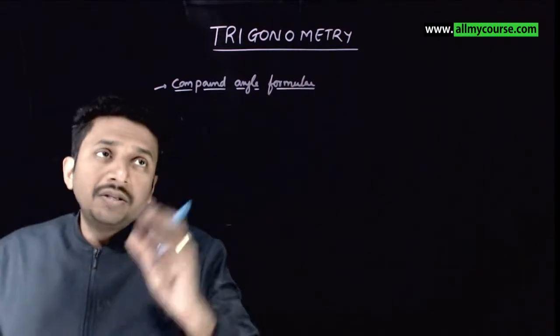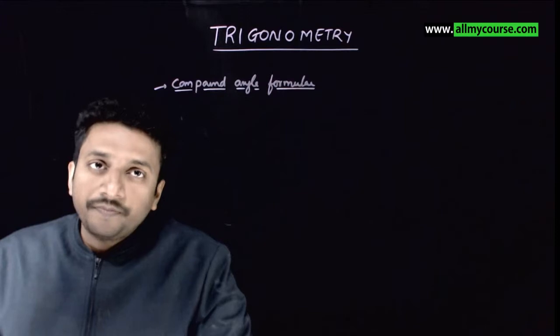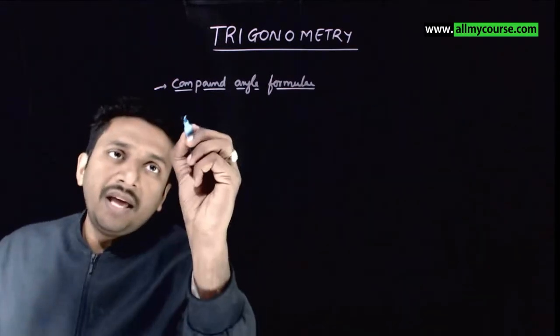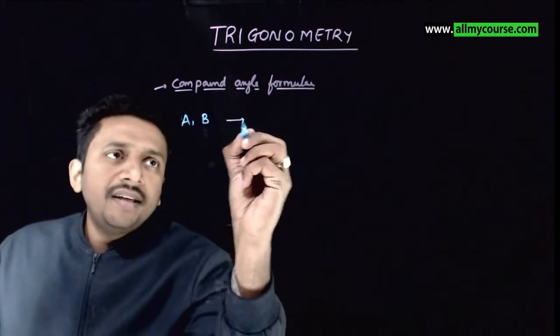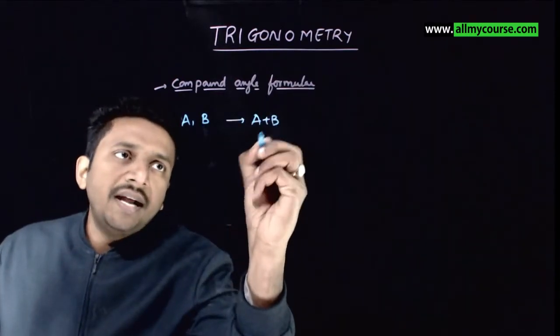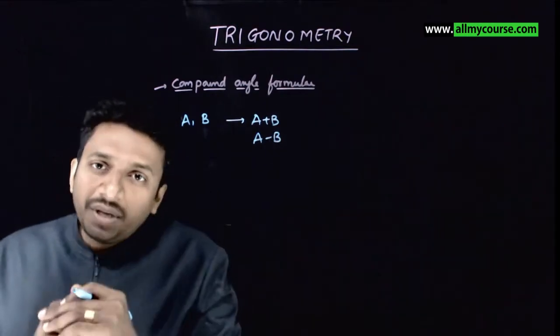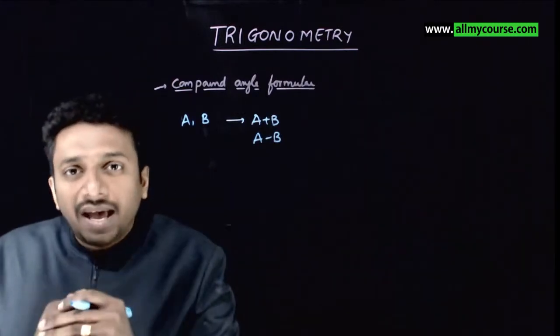So in this video, let's look at the compound angle formulas for trigonometric ratios. So first, what are compound angles? If A and B are two angles, then A plus B and A minus B and so on are called the compound angles of A and B. The angles which you obtain by adding or subtracting the angles.